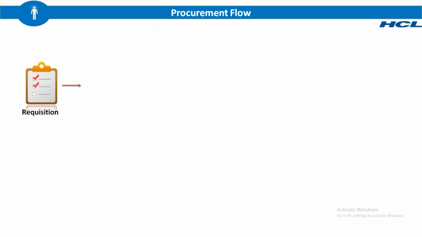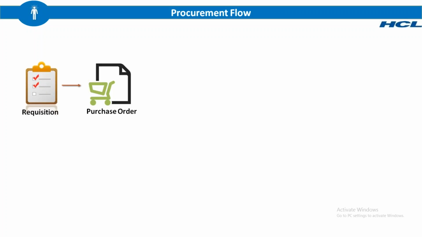Now when I auto source this requisition to the purchase order module, purchasing, the purchasing module creates two POs for the single requisition. The first PO it will create with the 6 quantity to Lenovo, and the second one with 4 quantity to Dell. Like that it will create. So this is how it is going to create purchase orders in the system.